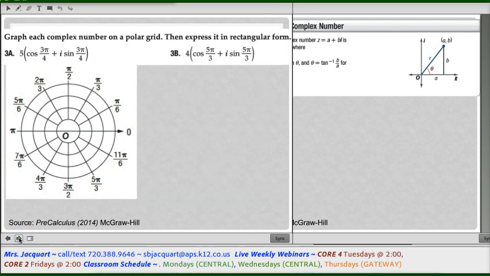Sweet. Okay, so we want to graph it, and then we're going to express it in rectangular form. So in other words, we're working on this first one. We're going to then have a plus bi. So let's graph it. Let's go 3 pi fourths, which is on this line, and we're going to go out 5. So that's 1, 2, 3, 4, 5. So that's the graph of the complex number on a polar grid. So this is easy-ish, okay?